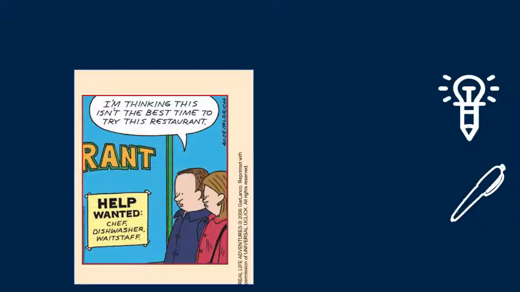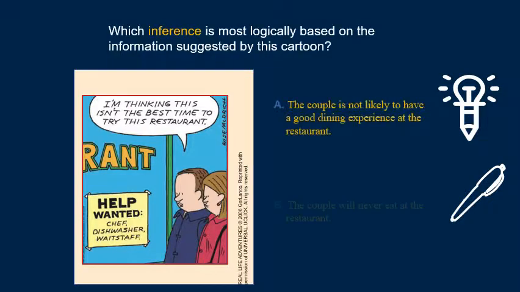Here I have a picture in which a couple, a man and a woman, are going to dine in a restaurant, and there is a cloud showing a statement spoken by the man. The man says, "I'm thinking this isn't the best time to try this restaurant." We see that an announcement is also posted at the restaurant door. We can read: help wanted, chef, dishwasher, and wait staff. So, which inference is most logically based on the information suggested by this cartoon? What do you think?